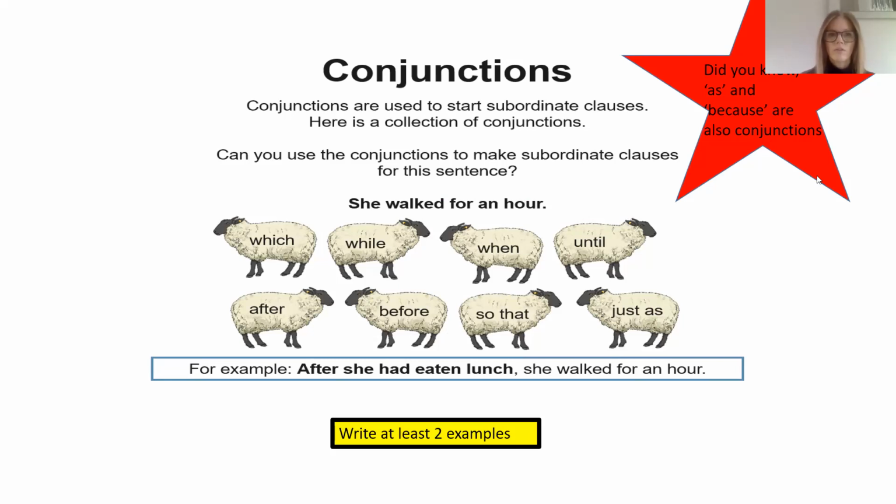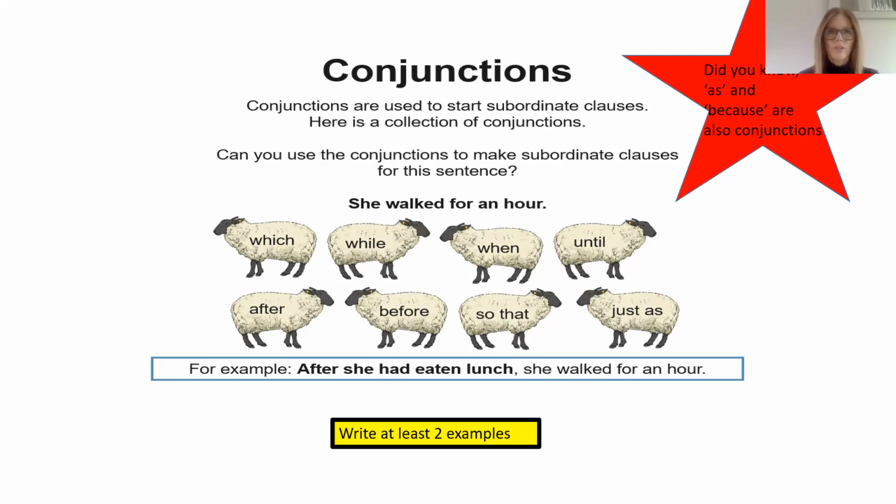So after, using obviously this example here: after she had eaten lunch, comma, she walked for an hour. And again, I've got two examples for you here. It says write at least two examples, so I thought it's only fair that I give you two extra examples myself. So when she finished her homeschooling, comma, so I'm using this one here, look. When she finished her homeschooling, comma, she walked for an hour. And then my next one is using this conjunction here. So that she reached her daily steps, comma, she walked for an hour. Okay, so there's two extra examples for you there.